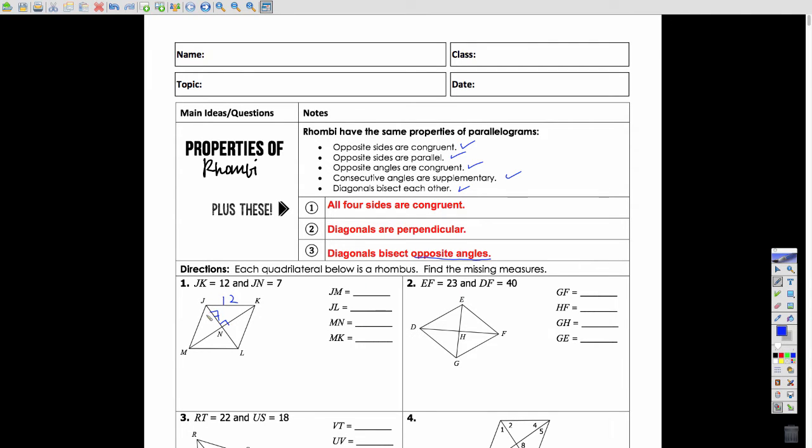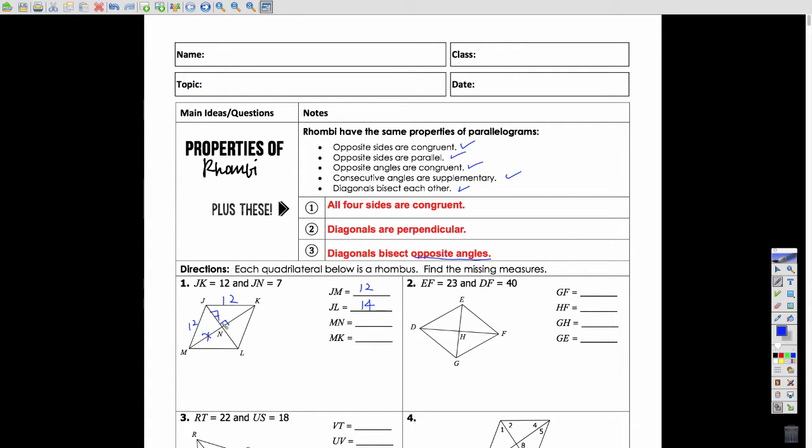So JM is right here. So a rhombus has all four sides being equal. And JL is right here. JL should be twice as long as JN, so that should be 14, because diagonals bisect each other. MN, which is right here. And this is a tricky part.